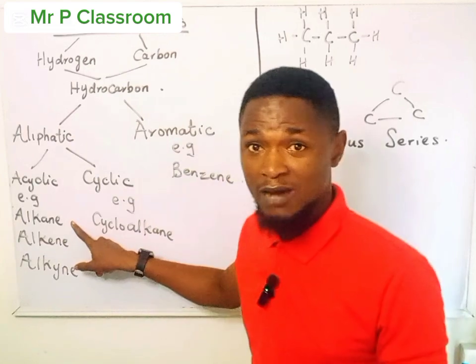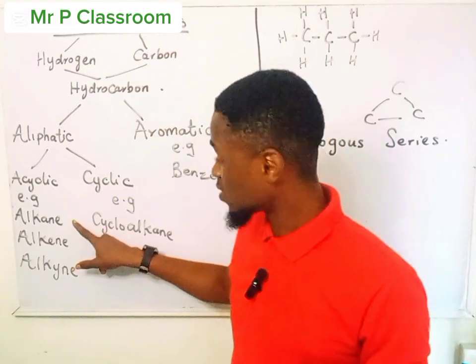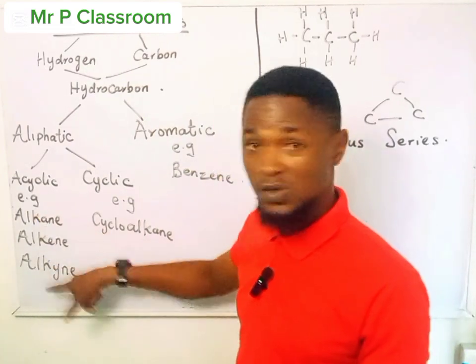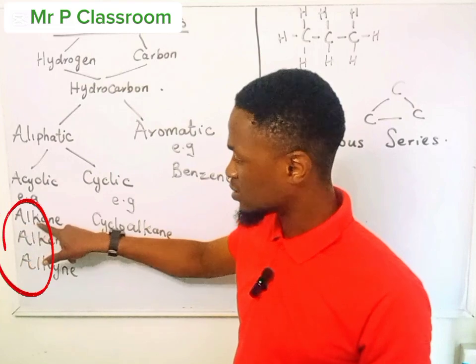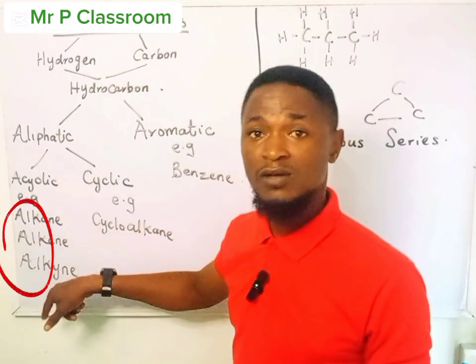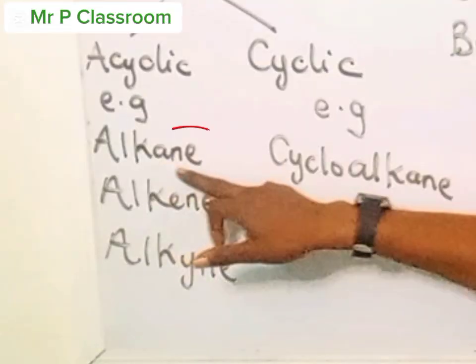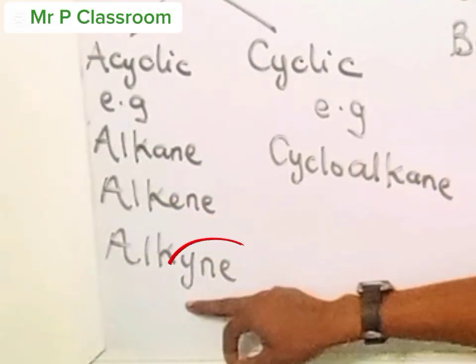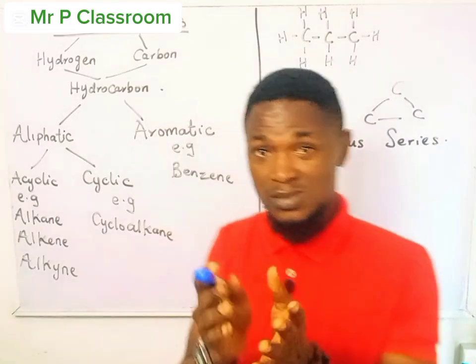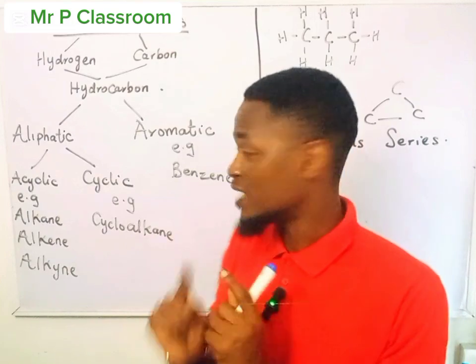You are seeing this alkane. This alkane, the surname is this ANE. If you see all of them, are you not seeing ALK? All of them have ALK. Is that not so? The only thing that is different in them is this ANE, ENE, YNE. So you look at those things as the surname of that family.